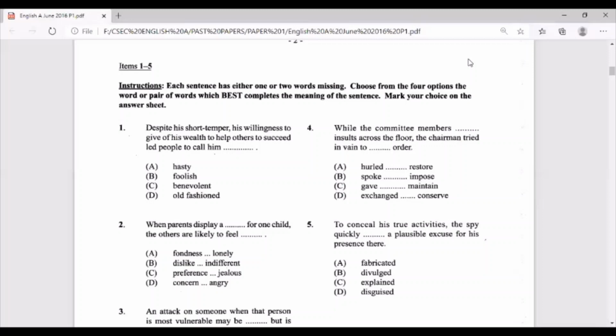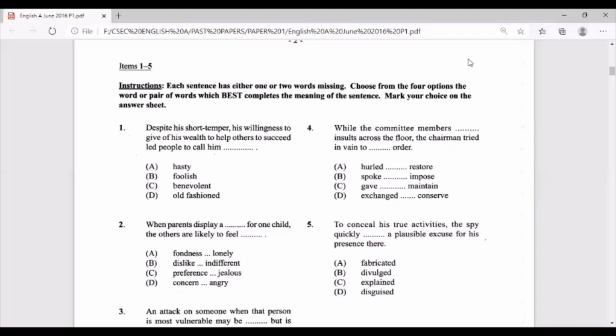Okay. Now, our instruction is telling us that our sentence already has a meaning. It just needs to be completed. So it is very important to try to look at what this sentence is trying to tell us already, even with the word or words missing. And therefore, you'll be able to choose the best word to not change the meaning of the sentence.